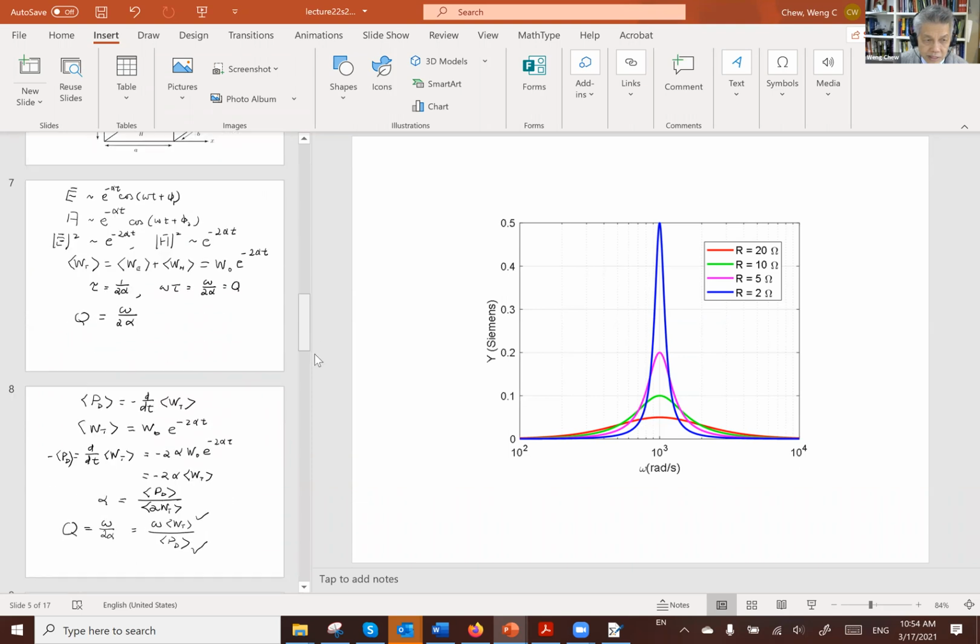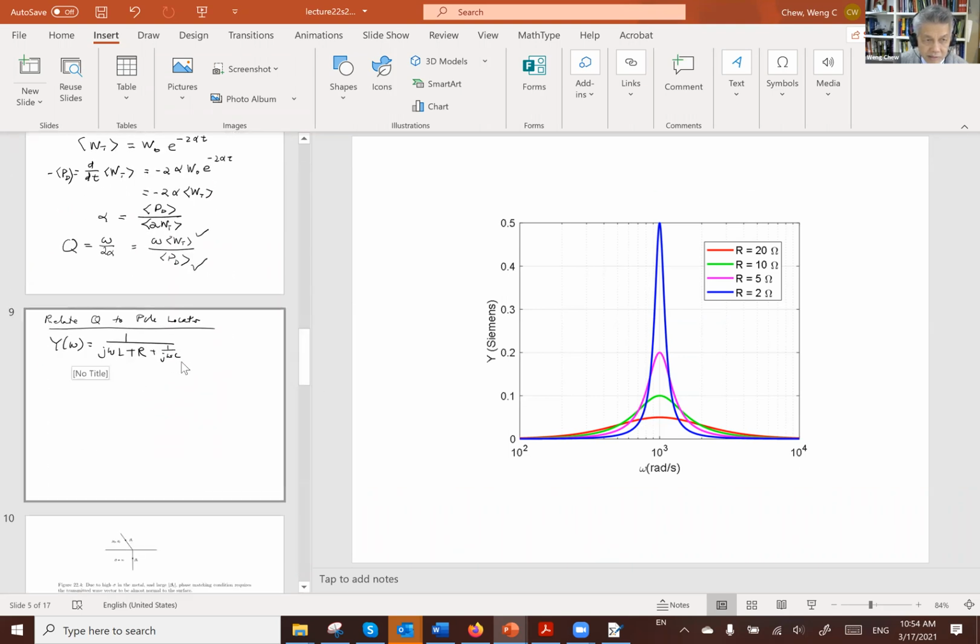When these two terms cancel each other, the denominator becomes very small. You will see a peak. However, you can get the peak to be smaller and smaller if you add more resistors. If you add more resistors to the circuit, then you will see that the Q diminishes, as seen here. Why is that so?